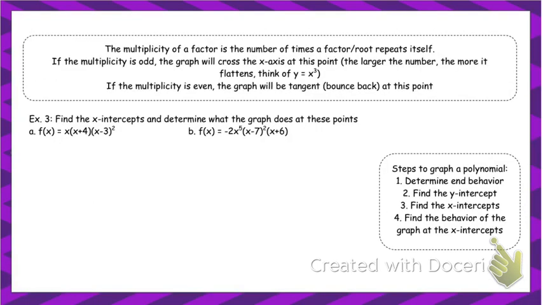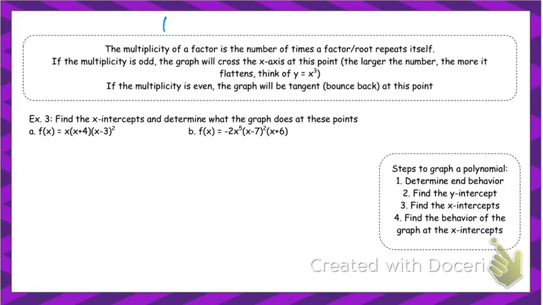All right, so once we know end behavior, that gives us a really good start to our graph, but then we need to figure out what our graph does in the middle. To figure that out, we're going to look at something called the multiplicity of these factors. The multiplicity of a factor is the number of times that factor repeats itself.